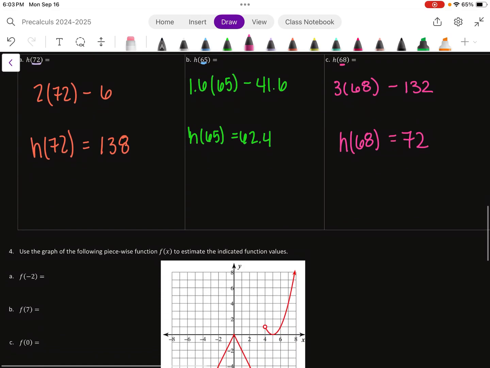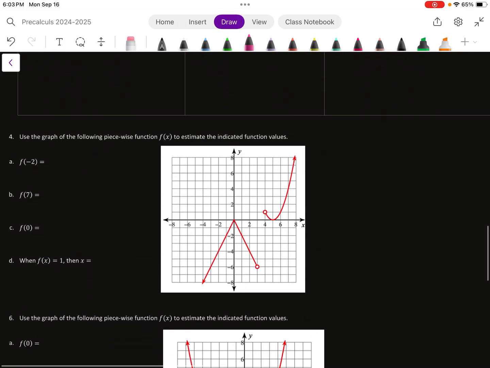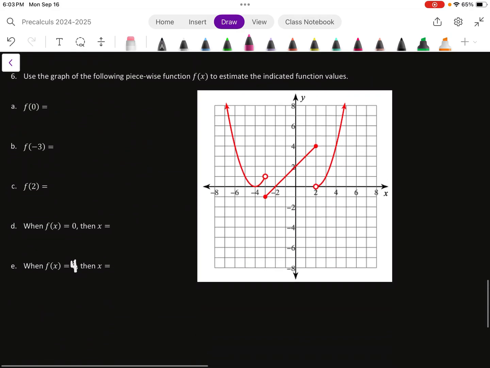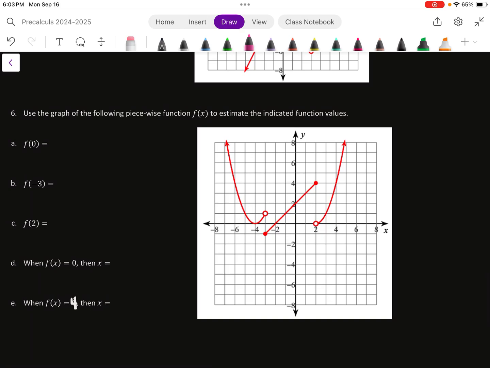We'll keep moving here, just looking at piecewise functions that are graphed already for us. This one explicitly tells us the functions and the pieces. This one, I just have it graphed in pieces. So we're actually going to go to this last one here first and then go back to that one. I changed E here, made that a 4. I don't know why I didn't have that different. But let's start here. Use the graph for the piecewise function f of x to estimate the indicated function values.